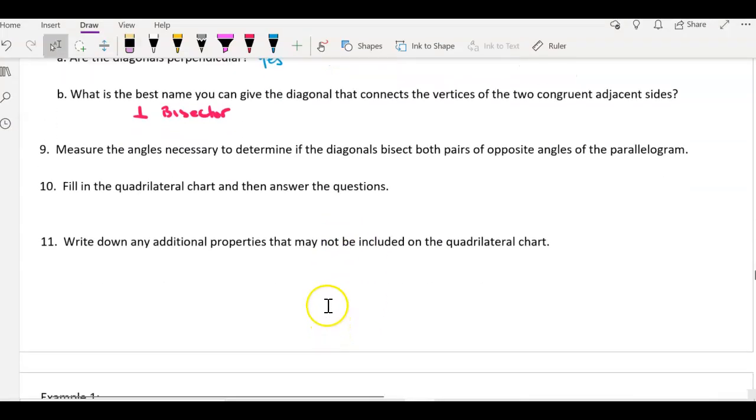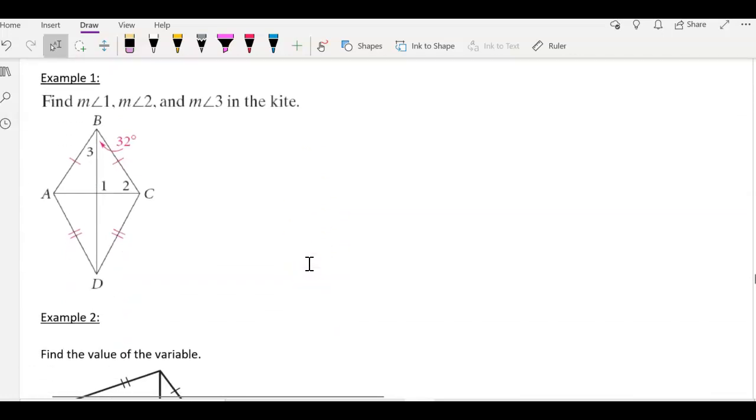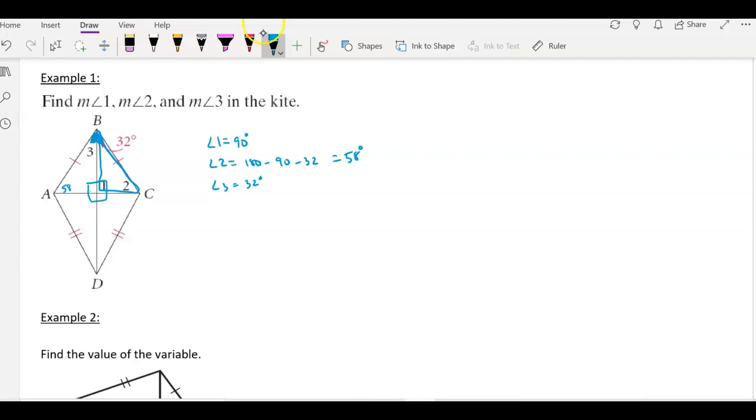Okay, so when we look here, in this kite, we want to find angle 1, angle 2, and angle 3. Angle 1 is the easiest because you know that these create a right angle. So angle 1 is 90 degrees. Now angle 2, if I think about it, I'm going to use this triangle. And to find angle 2, I'm going to do 180 minus 90 minus 32, and that's going to give you 58 degrees. Well, you know that this angle is congruent to this angle, so angle 3 right away is 32 degrees. If not, you could also say this is 58 degrees, and then in this triangle, 180 minus 90 minus 58 gives you the measure of angle 3. All right.